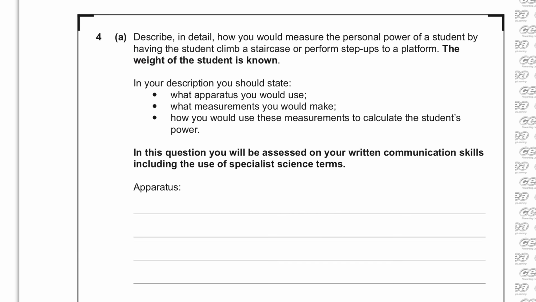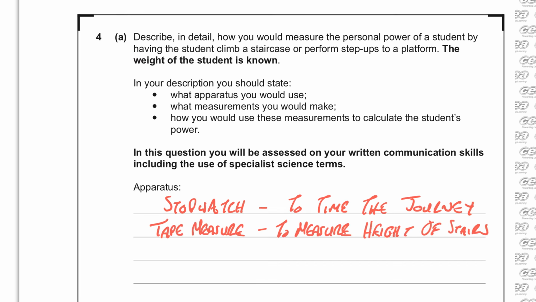Well, we need to know how long it took them to go up the stairs and what height those stairs are. So we'd need apparatus for measuring those two things. So you've got a stopwatch to time the journey, and you need a tape measure to measure the height of the stairs.